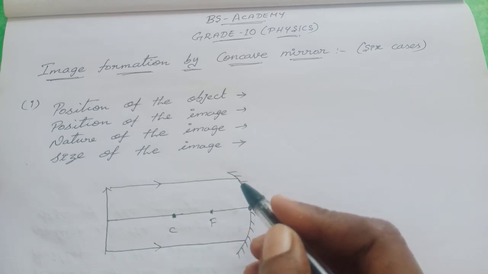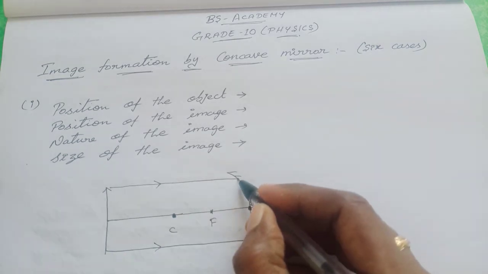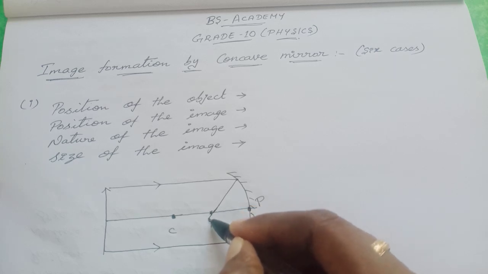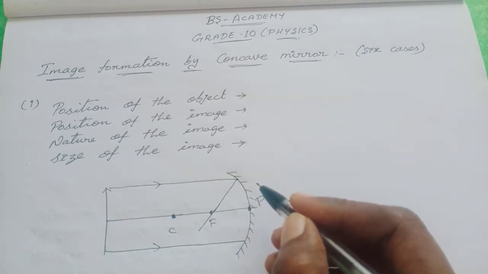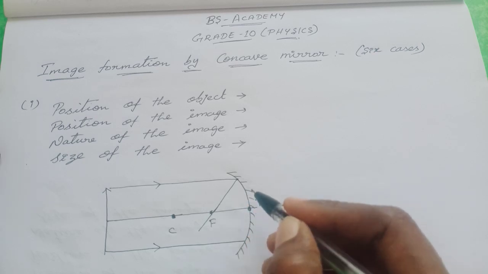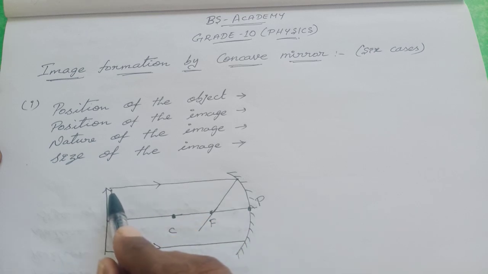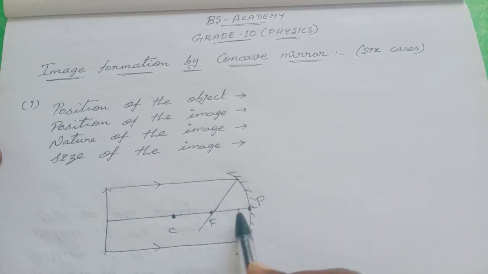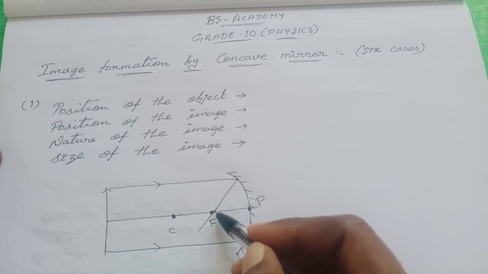What is the first rule? Whenever the incident ray is parallel to the principal axis, the reflected ray passes through the focus. By applying the rules only, we have to draw the light rays. So apply the first rule over here. This is the principal axis, and this incident ray is parallel to the principal axis. Therefore, after reflection, this ray has to pass through the focus, the principal focus.